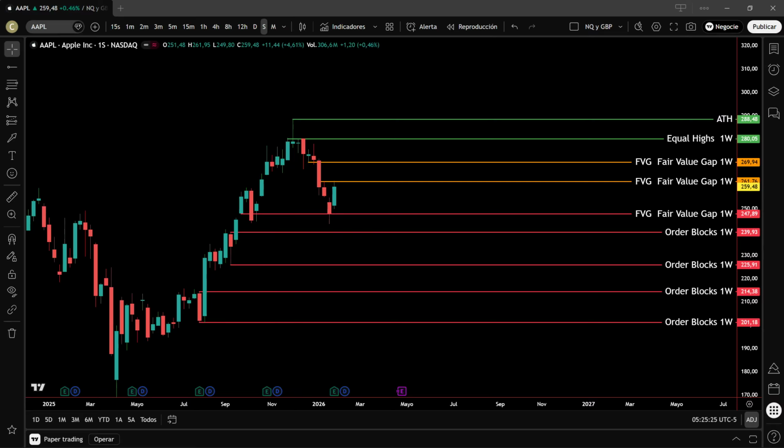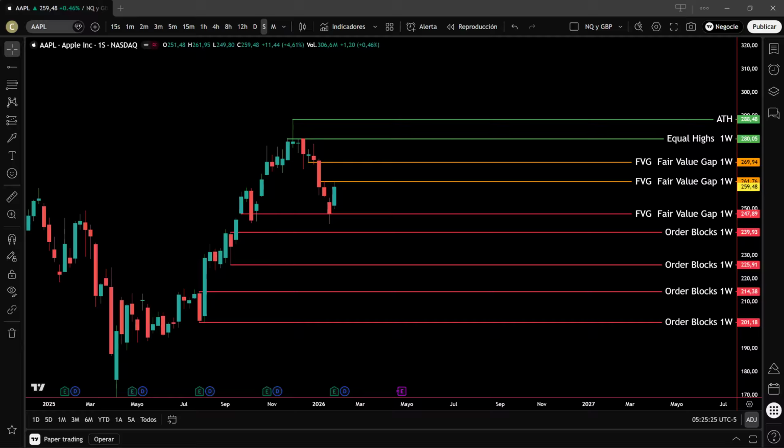We identify a first weekly fair value gap active at $269.94, followed by a second FVG level at $261.76 that is confluent with the current price. On the downside, we have a robust network of institutional order blocks situated at $239.93, $225.91, and $214.38, which mark our high probability re-accumulation zones. As long as price remains respectful of the structure of these blocks, the long-term bullish bias remains intact.